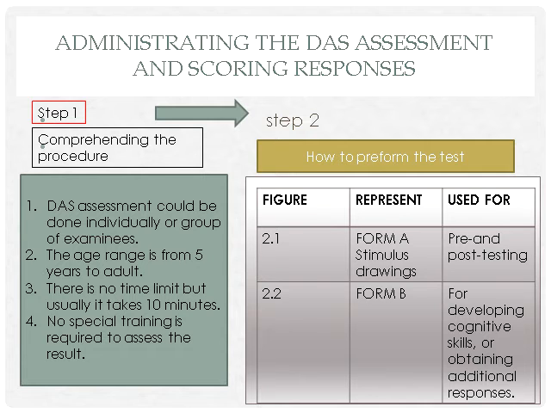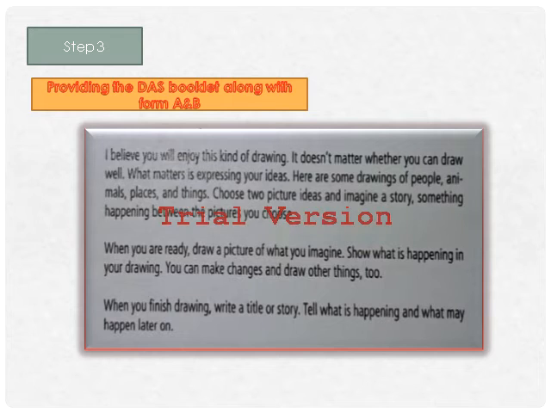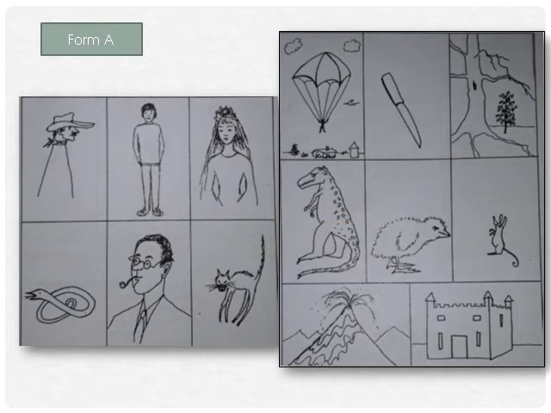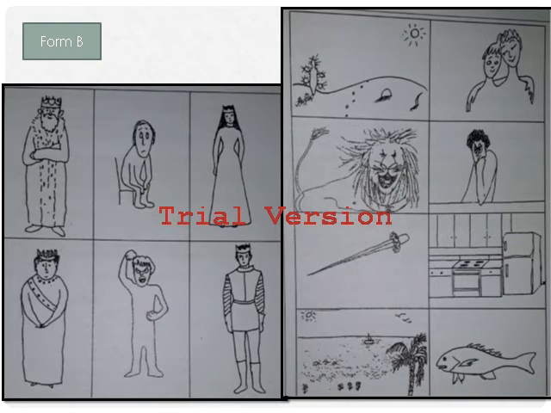And there's a test, that's the DAS test, that we need to conduct for this, and that test has steps. Step 1 is basically comprehending it. Step 2 is the procedure. Step 3, you have to give the child what he has to draw. You have to explain to him. And then you have to give him the pictures, that is form A pictures, and then you have to show him form B pictures.